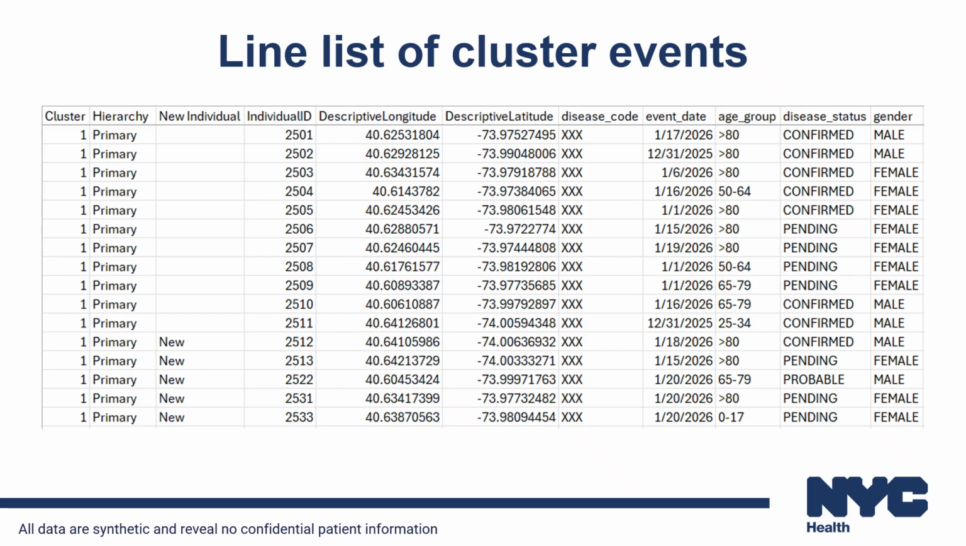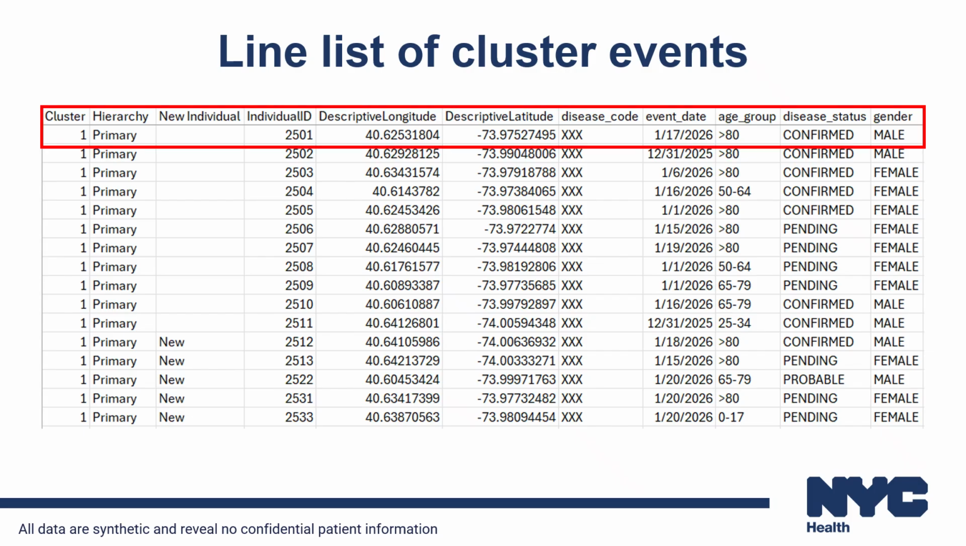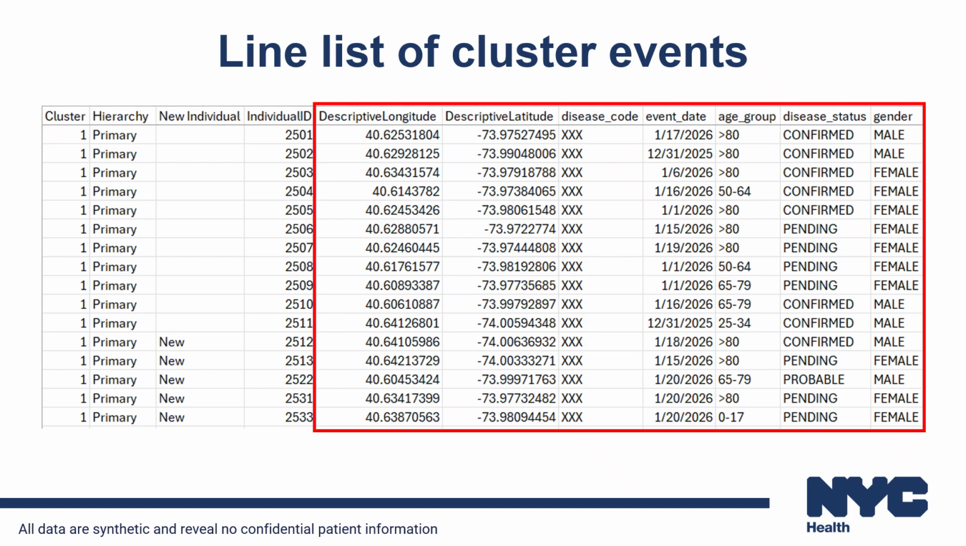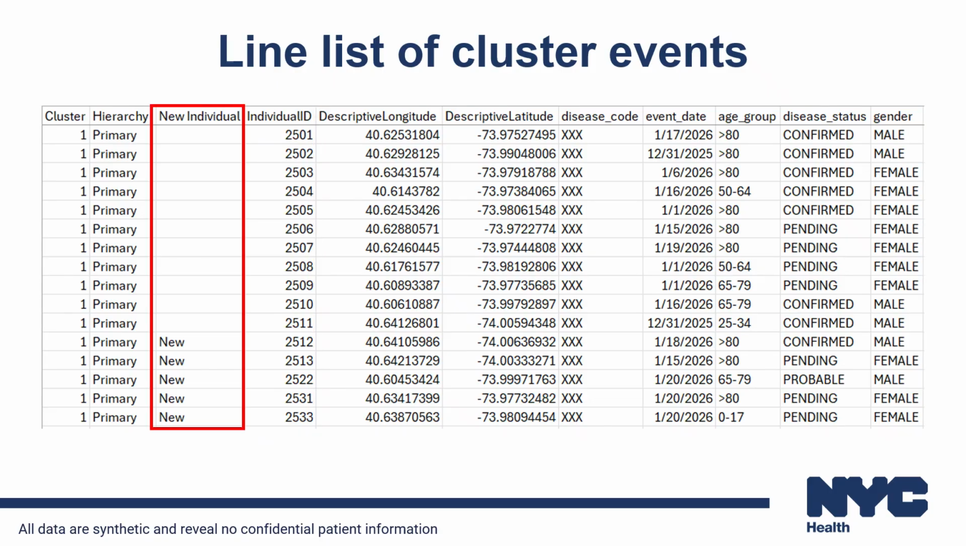This is an excerpt of the line list output for the sample analysis. There's one row for each event in detected clusters with recurrence intervals over the chosen cutoff. It contains the additional descriptive variables in the case file that we selected to include in the file import wizard, and a new individual column that distinguishes which events are newly added to identified clusters according to the cache file.